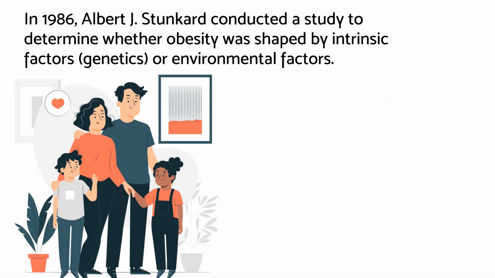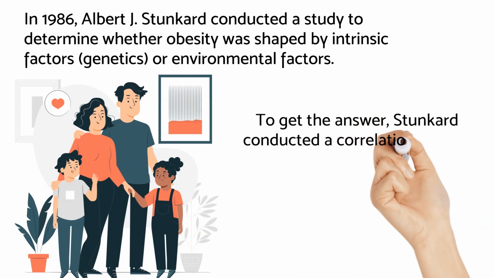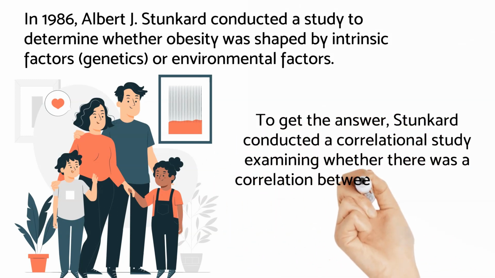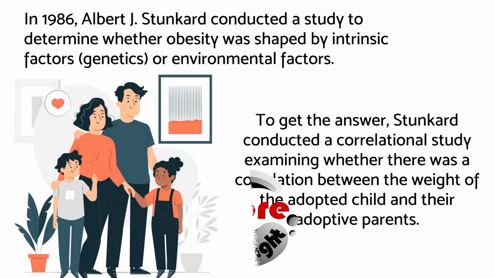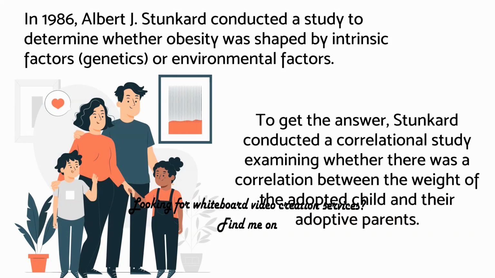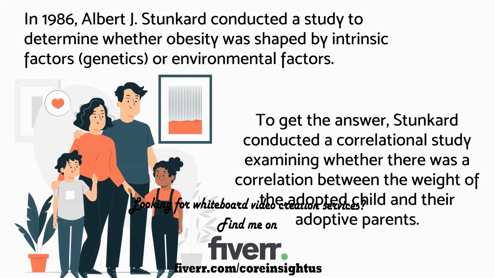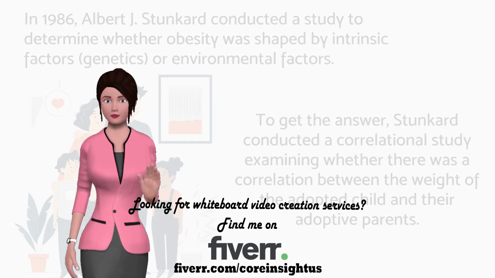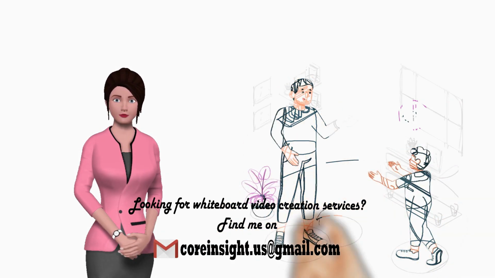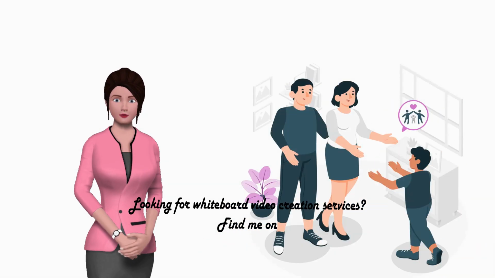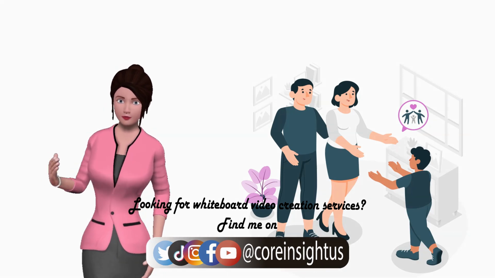You need to know that Denmark is one of the countries with good administrative management regarding adoption. Accuracy of the data is required to produce accurate conclusions. That's why Albert J. Stunkard chose Denmark as the place of this research. So what are the conclusions of this research? It was unexpected. It turned out that the social environment is not the main cause of obesity.